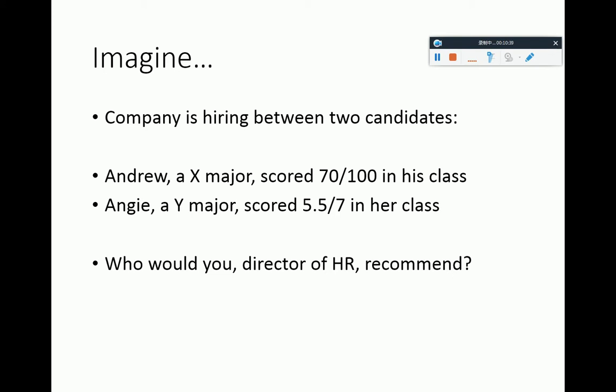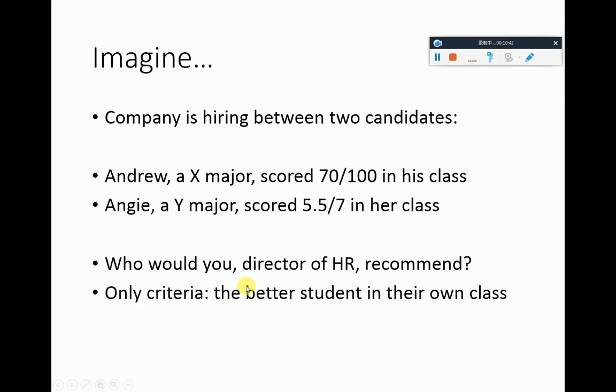Andrew or Angie? And the only criterion is who's the better student in their own class. We don't consider extracurricular activities. We don't consider who's a better leader, whatever. We're only looking at their scores in their class, and whoever is better will be recommended. What would you say, Andrew or Angie?